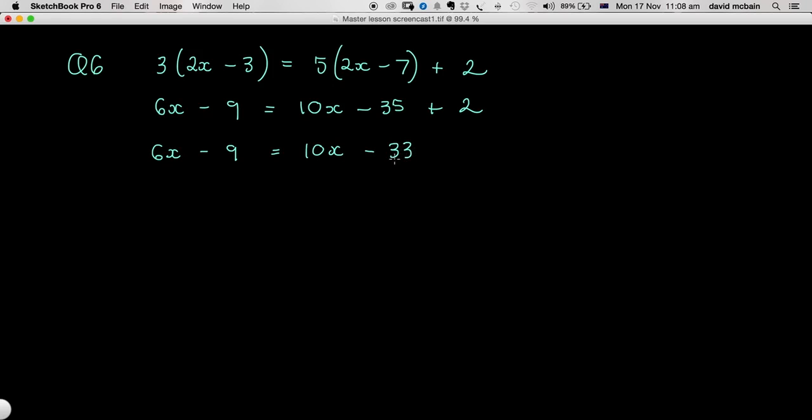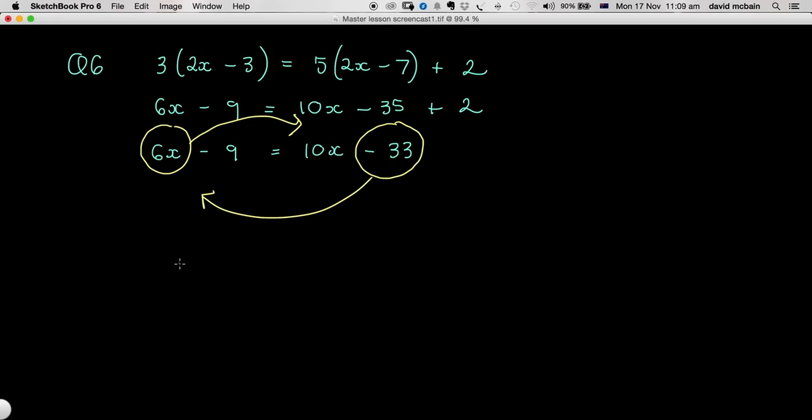So now it looks very similar to the previous examples. So we're going to get our numbers on one side once again. We're going to move the minus 33 to the left. And we're going to move our 6x to the right. So all the x's will be on the right and all the numbers will be on the left. So let's go ahead and start.